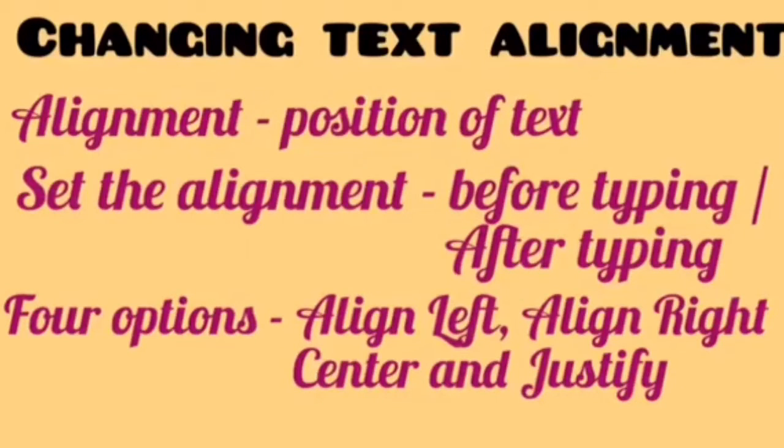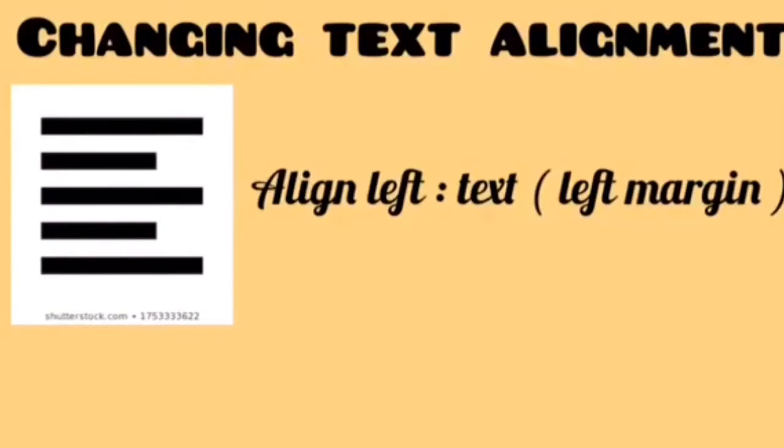So first one is align left. What does left align mean? The left align button, all these buttons are available under the Paragraph group of the Home tab. Till now we saw the Font group and Clipboard group. This is the Paragraph group of the Home tab. You have 4 buttons, that is align left, align right, center and justify. First one is align left. The text will be aligned along the left margin. This is the left align button.